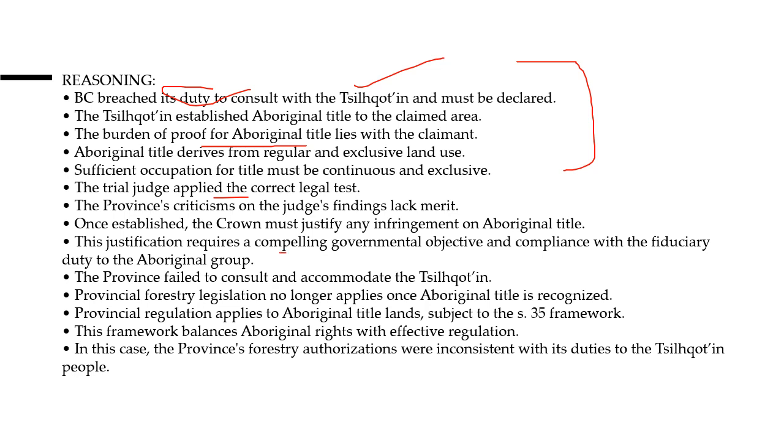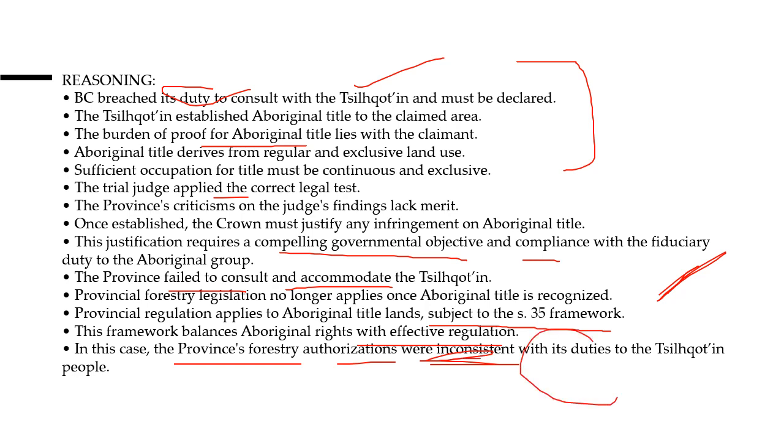This justification requires a compelling governmental objective and compliance with fiduciary duty to the Aboriginal people. So here the province failed to consult and accommodate the Tsilhqot'in. Provincial forestry legislation no longer applies once Aboriginal title is recognized. So this is important, because provincial regulation applies to Aboriginal title lands subject to the Section 35 framework. So Section 35 balances the Aboriginal right with effective regulation. So in this case, the province's forestry authorizations were inconsistent with their duty to the Tsilhqot'in people. So this is important. That is why the duty to consult got breached and the Tsilhqot'in successfully established their Aboriginal title.